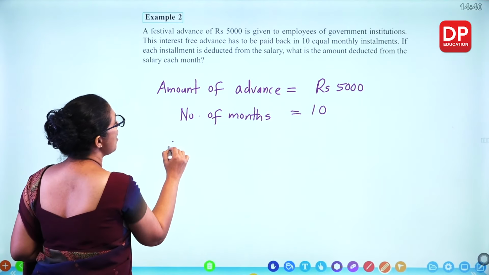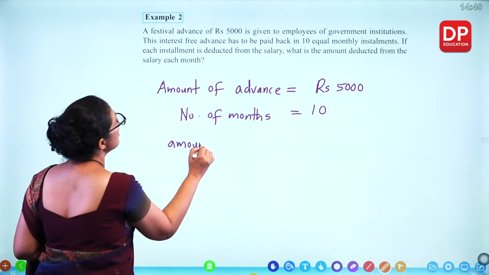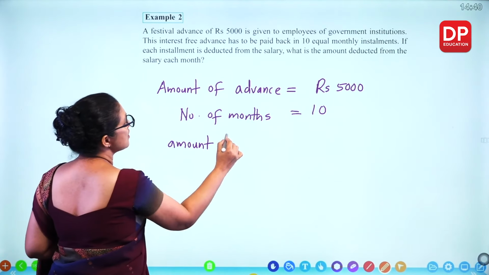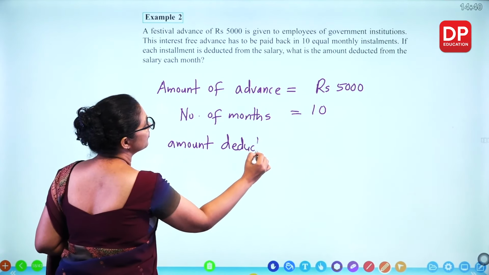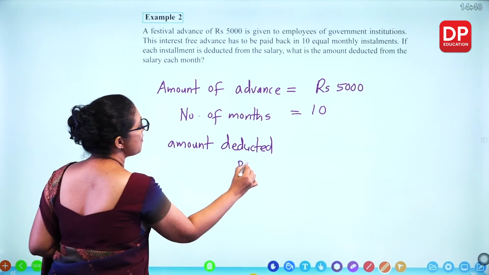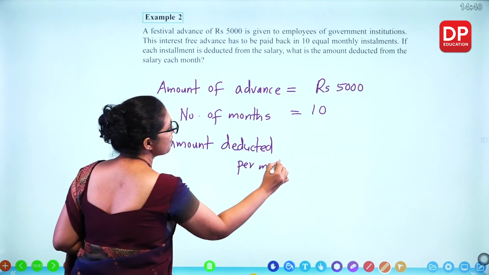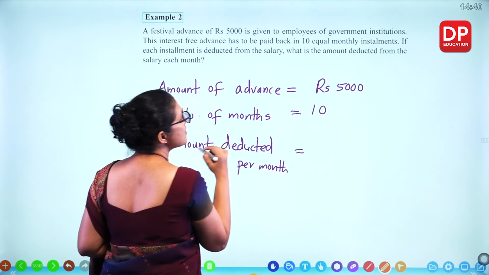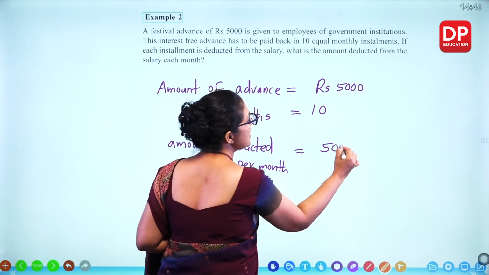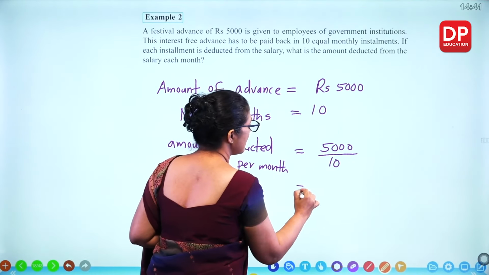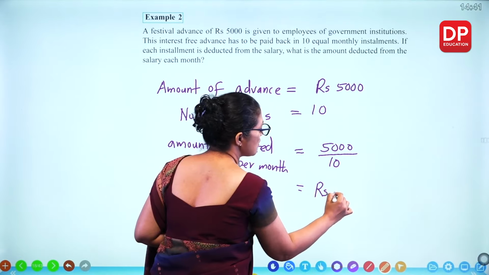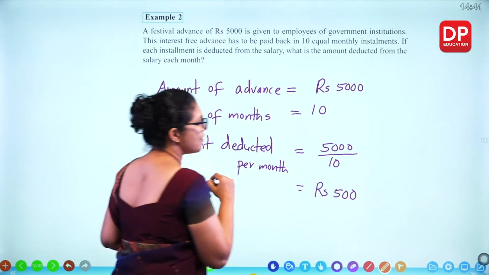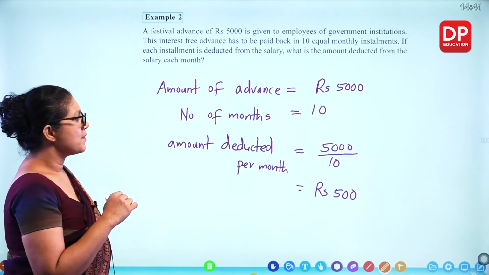So value amount deducted per month is 5,000 rupees divided by 10. So that's each month. So 500 rupees deducted from the salary.